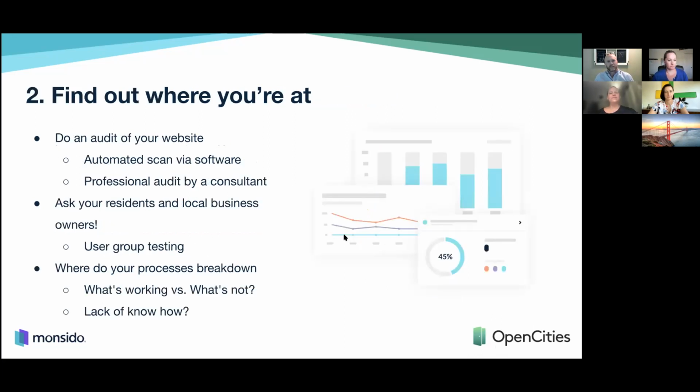Next thing is also find out where you're at. So I know Montecito offers website reviews. So reach out to these organizations that will do an audit of the website. Download the benchmark report as well. We've got specific data. Do user group testing. There's no feedback better than resident, business, visitor feedback as well.